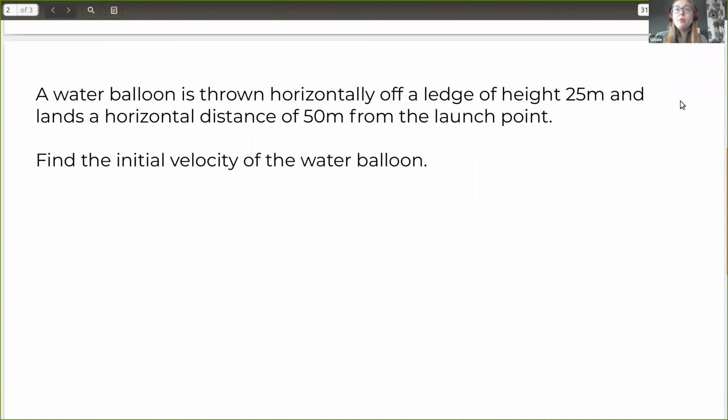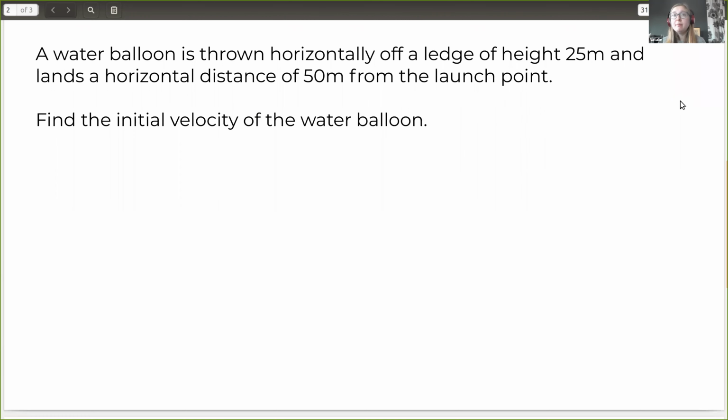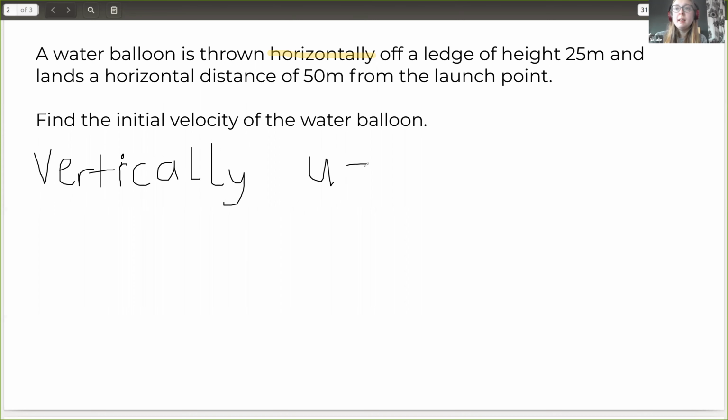A water balloon is thrown horizontally off a ledge of height 25 meters and lands a horizontal distance of 50 meters from the launch point. Find the initial velocity of the water balloon. Now, there's a key word in this question that most people have trouble with: horizontally. If something is thrown horizontally, then it means that vertically, the initial velocity, u, is equal to 0.